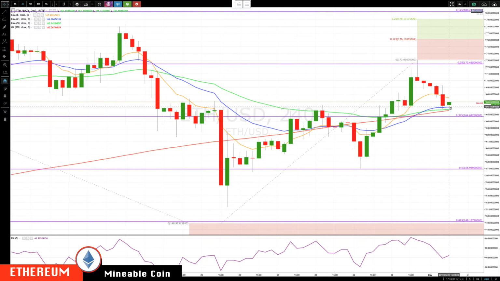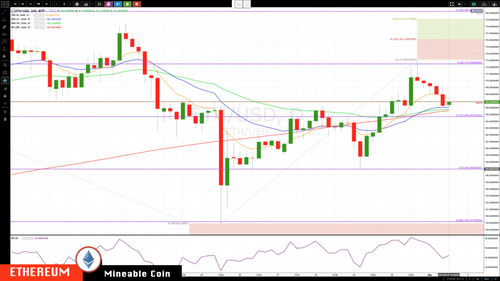Now, if the rotation zone does not hold, really be watching for a close. If we close below this 37.5% retracement, about 164.70, then this again failed breakout, watching for a bigger pullback, be watching for about the 157 area.